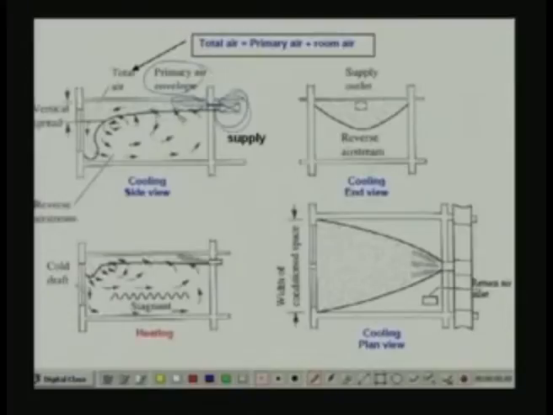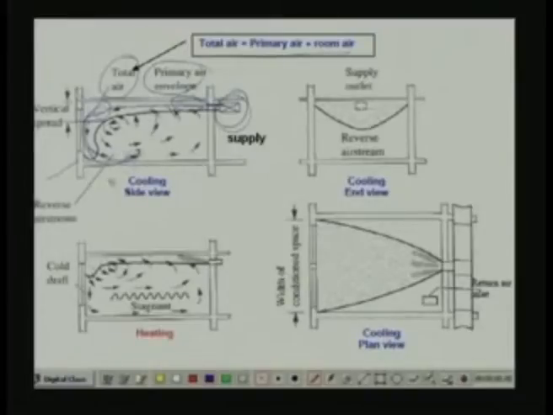So you can see that room air is entrained. Here you have total air, which is a mixture of primary air plus room air. If this is designed properly, the total air and primary air go right up to the opposite wall, strike it, and get deflected like this. The reverse air stream flows in this direction. That means air comes like this, gets deflected and flows like this.